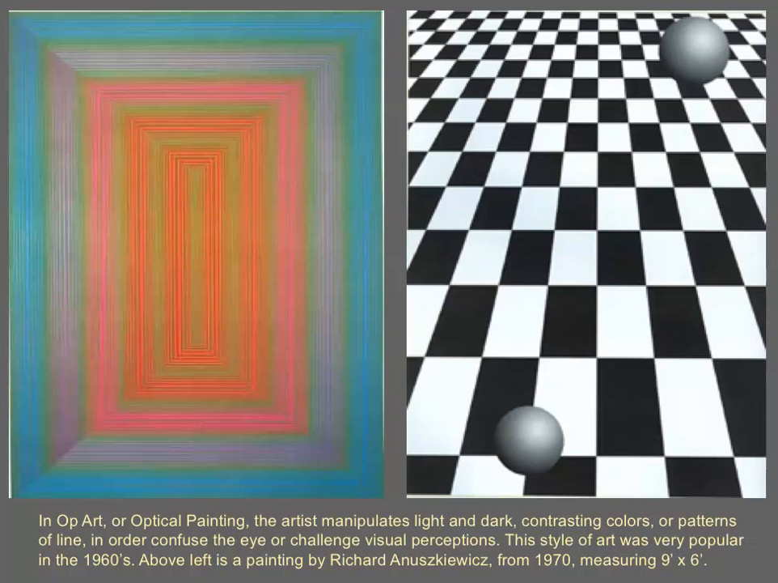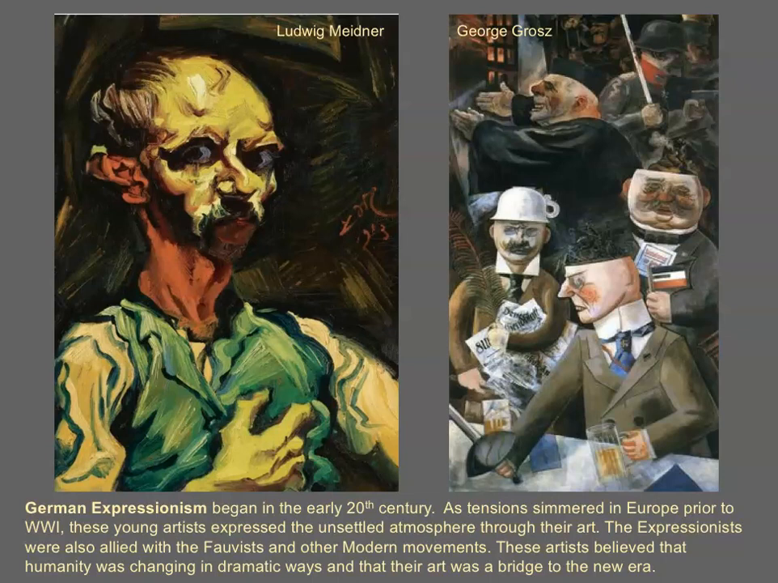So while this style of art, op art, has a kind of a hard-edged geometric feel, let's go in a different direction with the next few slides and look at German Expressionism. Now this style started in the early 20th century as the tensions were simmering in Europe prior to World War I. The unsettled atmosphere that was all about them came out through these artists' work.